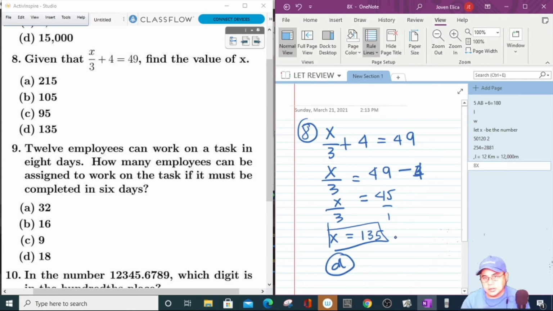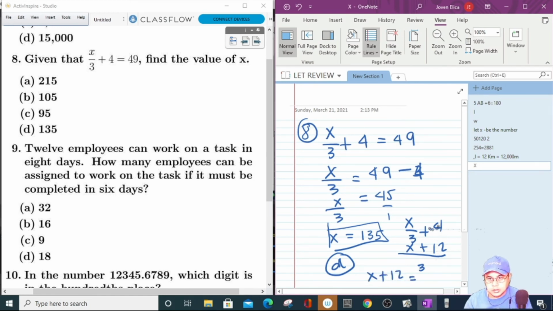You can also get the LCD. x over 3 plus 4 is equal to 49. 3 divided by 3 is 1, so x plus 12, and then multiplied by 49 times 3. Then transpose 12, and you will arrive at the same answer. All right, so that is number 8.